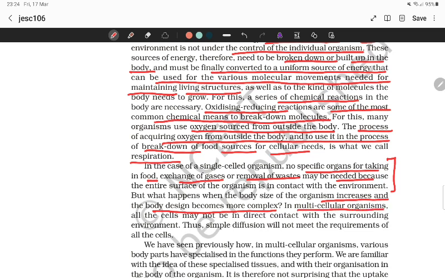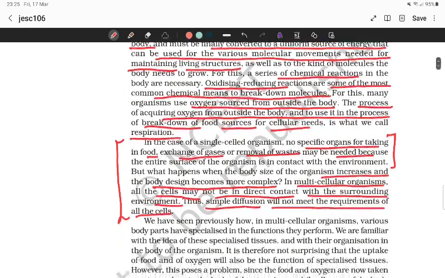In multicellular organisms, all the cells may not be in direct contact with the surrounding environment. So, the simple diffusion will not meet the requirements of all the cells. Students, this paragraph is very important. So, we will discuss this paragraph later in detail and I will be telling you more about what kind of questions can be made from it. But now let us understand that this particular paragraph is very important.